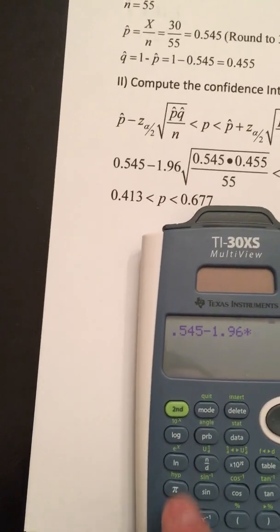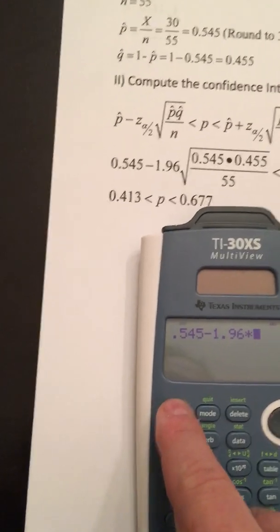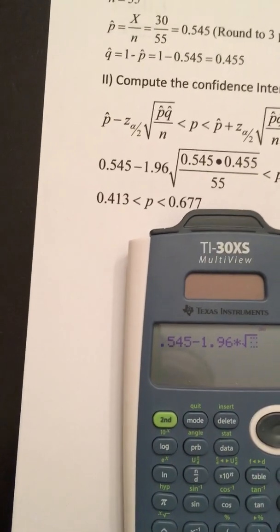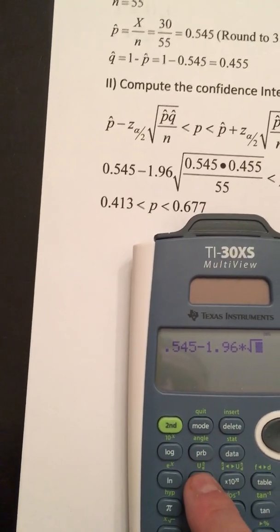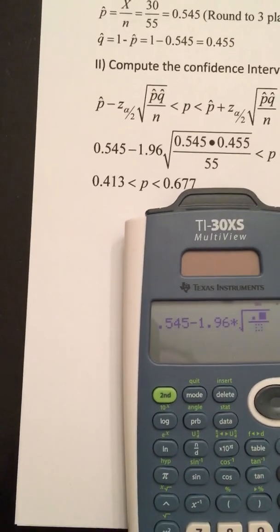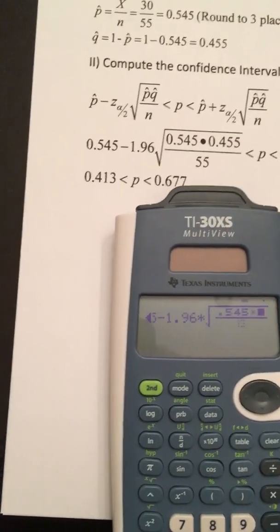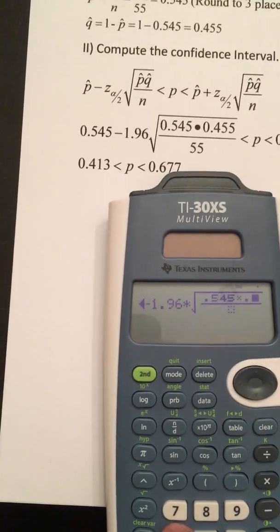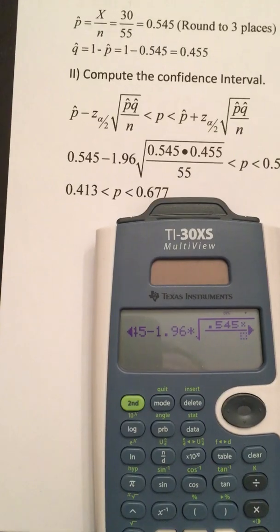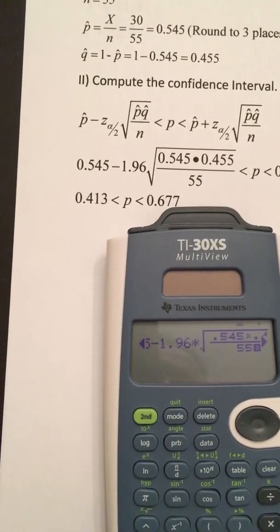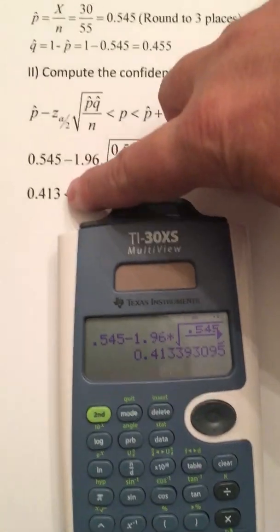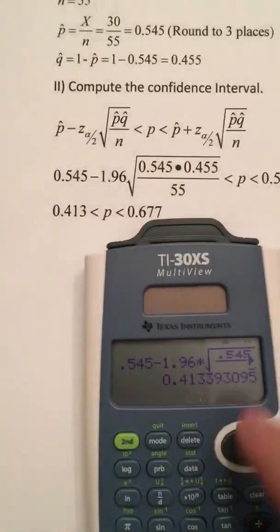Then we have to access our square root. So second square root. Now you just keep everything inside of here. I like to use the fraction symbol. So in the numerator we have 0.545, then put times 0.455. Go down, use your arrow to go down and write in 55 and then hit enter. And we get 0.413 as our left endpoint.